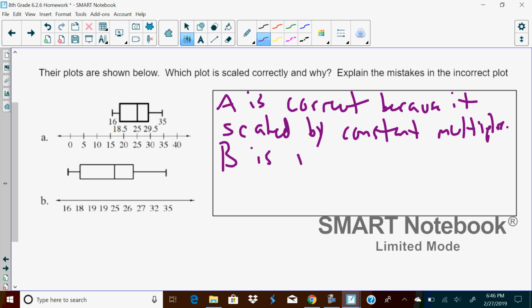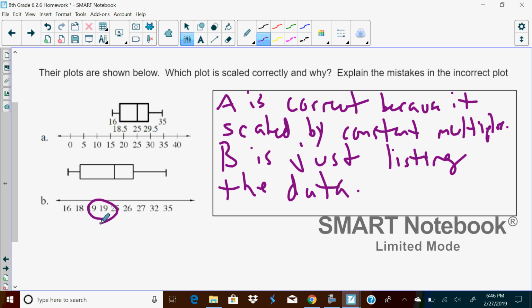B is just listing the data. And you can't do that. There's 2/19, for example. It just listed out all the data values.